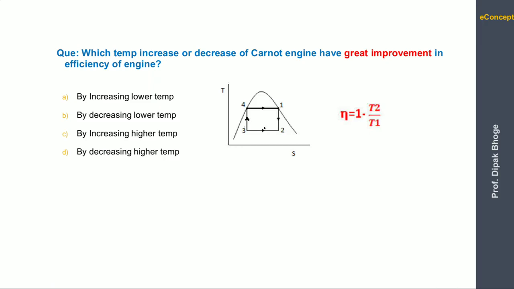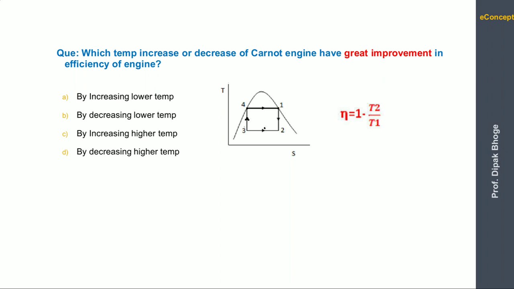Now there will be one question in our mind. As we have seen, as we decrease the T2, efficiency increases, and as we increase the T1, efficiency increases. But one question will come to our mind: if you reduce the T2 by 10 degrees Celsius and increase the T1 by 10 degrees Celsius, which case will give you great improvement in efficiency?